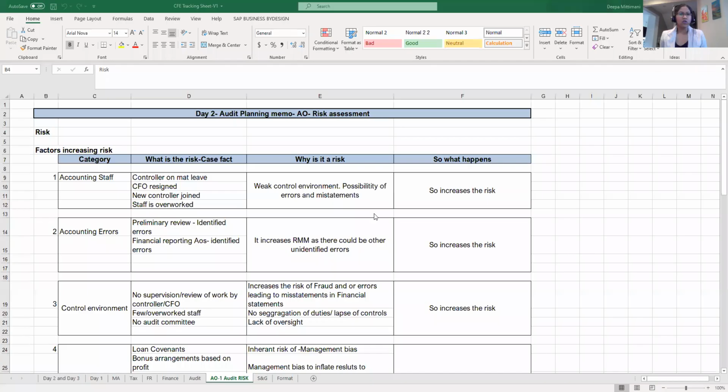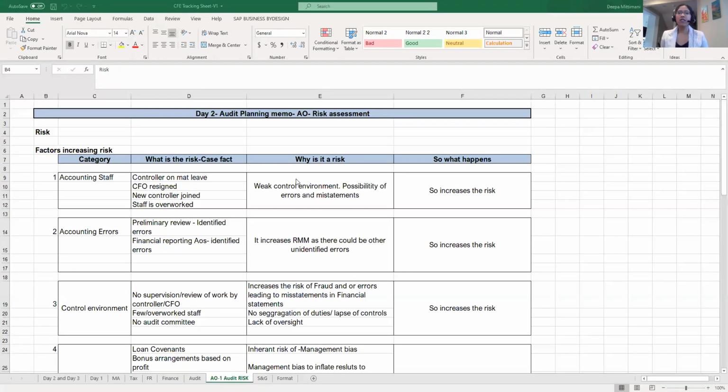Okay. So as you can see, here are the audit risk factors that are usually given in the case narration everywhere. What I have done is I have identified the categories. Then it is important to state what is the risk. Now this you will have to state using the case facts. So use the case facts given in the case to define what is the risk.